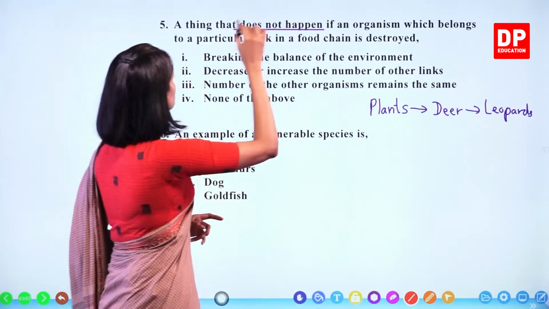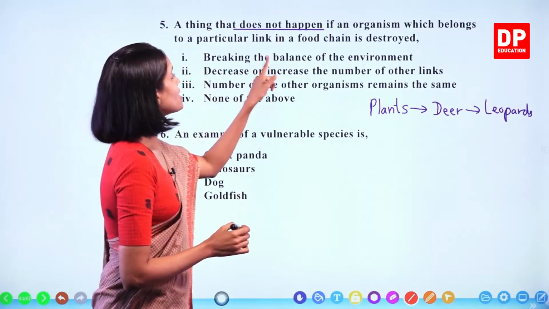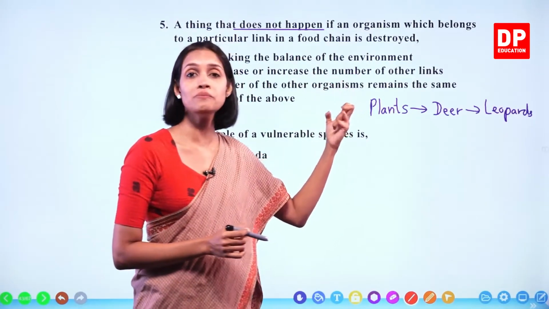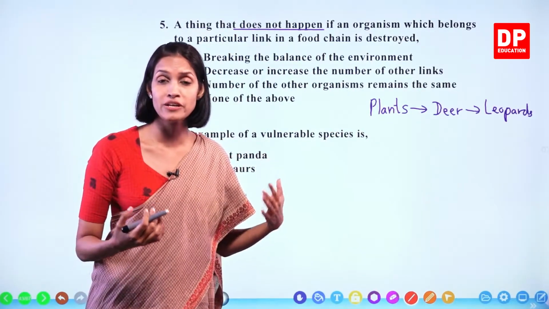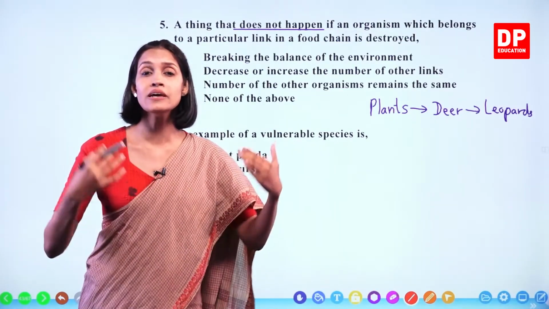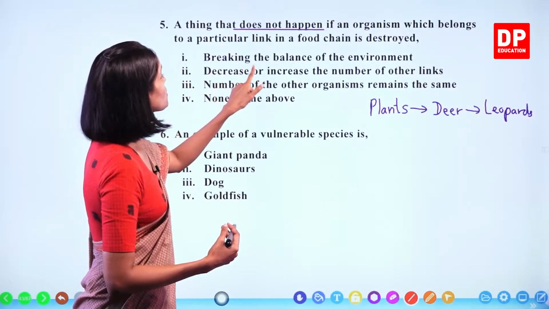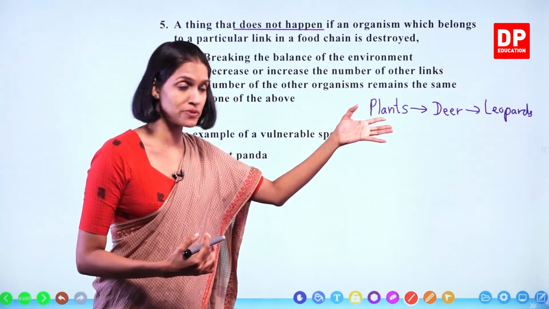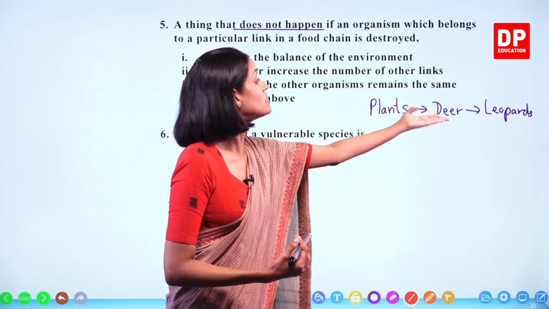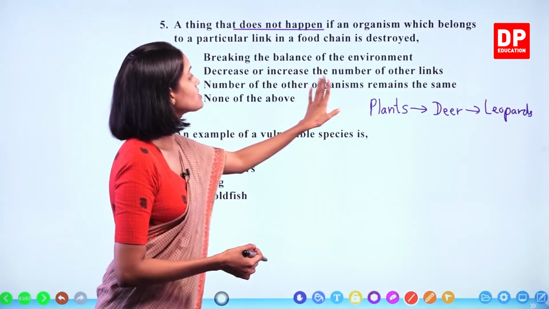So a thing that does not happen if an organism which belongs to a particular link in a food chain is destroyed, right? Breaking the balance of the environment, it will definitely happen because all the organisms are equally important to maintain the balance of the environment. If one set of organisms are removed from the environment, it will definitely break the balance of the environment, right? So this happens. Decrease or increase the number of other links also happens. Now here, when this one decreases, this one increases. Then again, when this one increases, this link decreases.